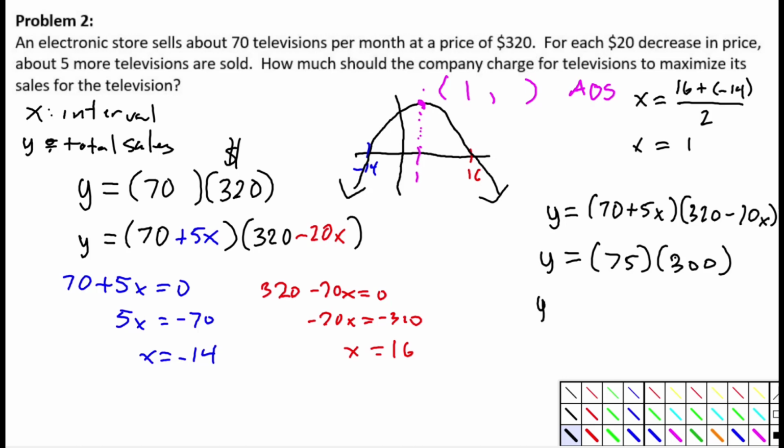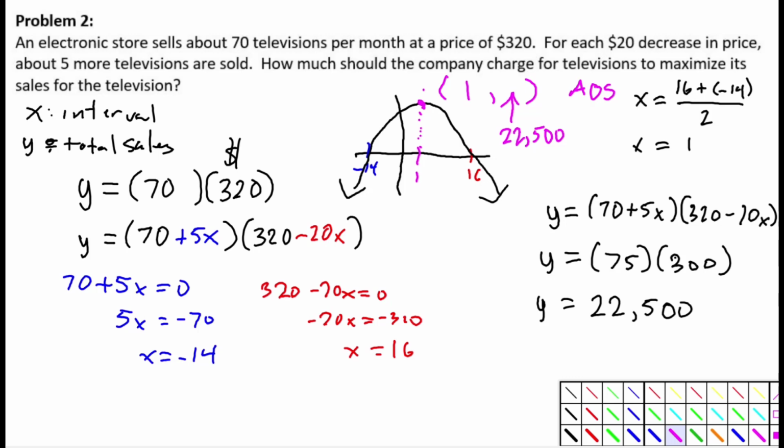So let's check that out. Let's see what we get for that. So y is equal to 75 times 300, and I believe that is 22,500. So that's the most money we can make from this problem. I'm not even going to fit it in this little spot here. 22,500. So if we can decrease the televisions by $20, we will get the maximum. That's what we're going to have for this one.